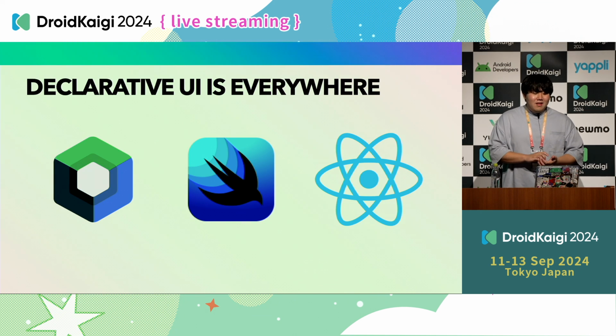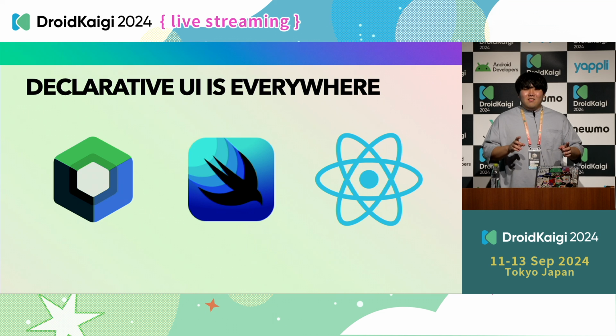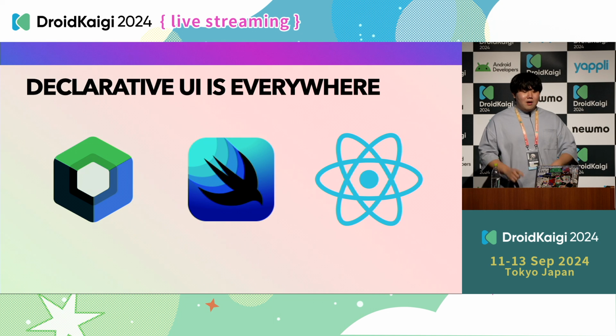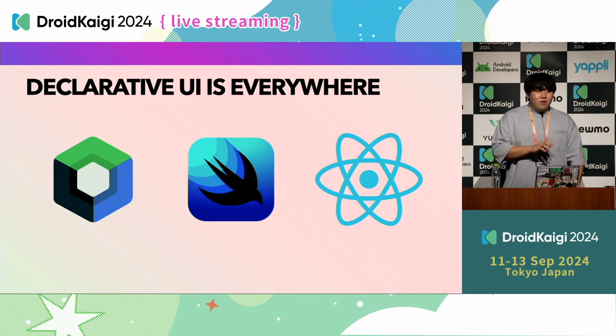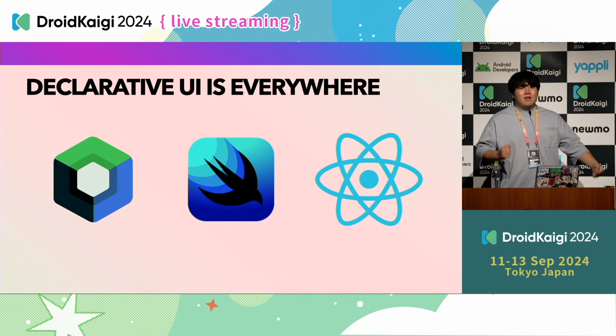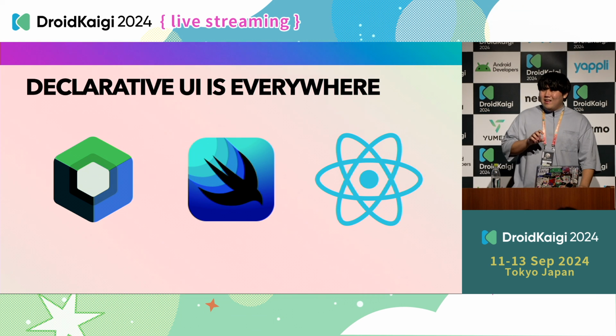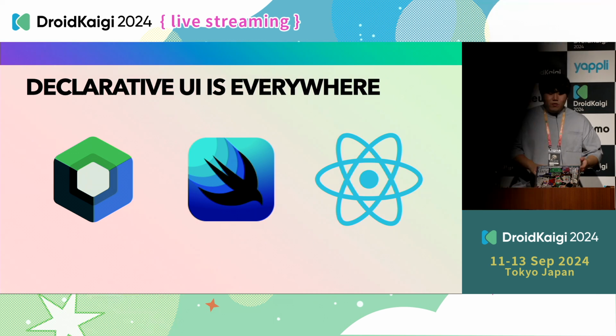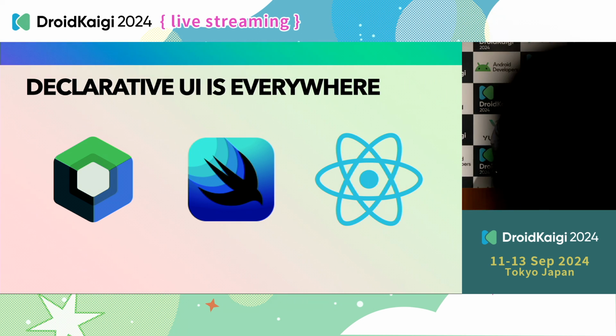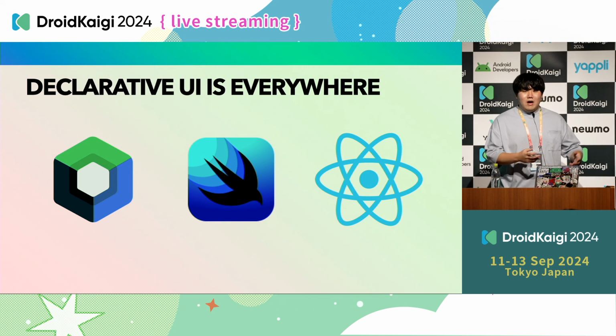This paradigm is not limited to a single OS or library, but it's a new trend adopted by multiple operating systems or libraries. On Android, it's Jetpack Compose. On iOS, it's SwiftUI. And in the web ecosystem, React-like libraries are adopting a declarative paradigm to draw UIs.